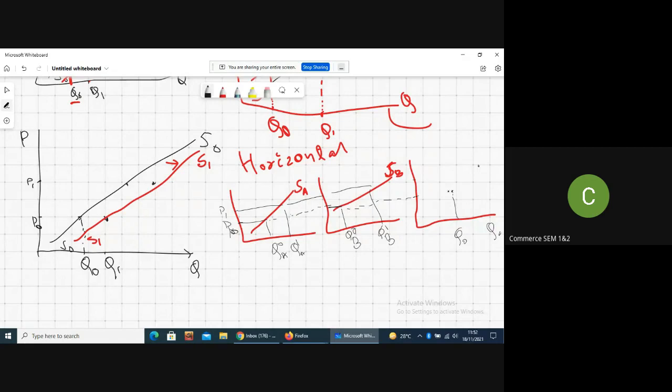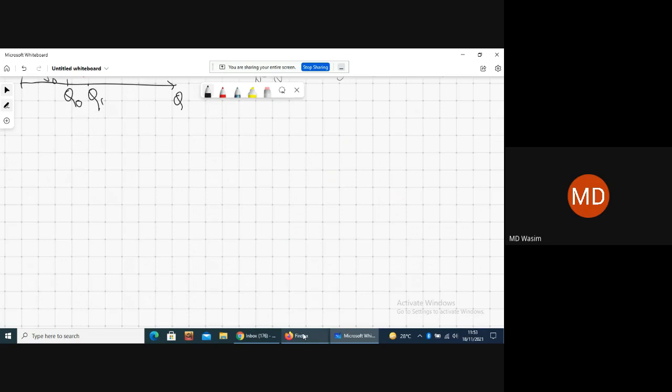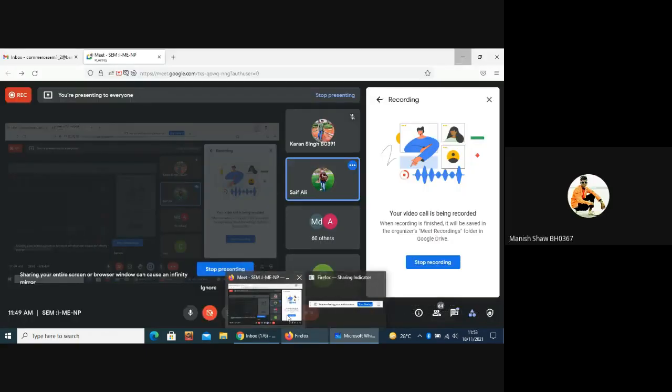If we just join these two points, we get the market supply curve for two sellers. Now, if we have more than two sellers, in the same manner you can add the sales of the sellers, and you will get the market supply curve of any particular commodity. Fine? Yes or no? Yes, sir.